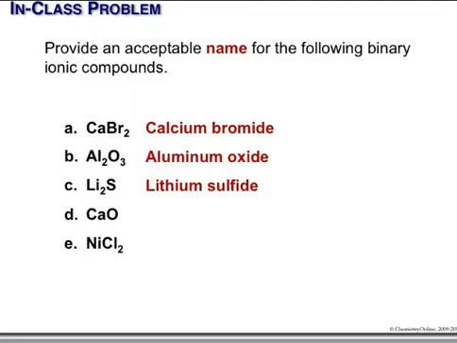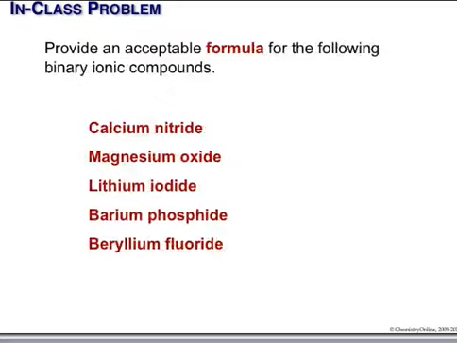1 calcium, 1 oxygen. Calcium oxide. 1 nickel and 2 chlorines. Going to be nickel chloride. Now this last one we'll actually see is wrong. We'll understand why in just a few minutes, but this one should actually be nickel 2 chloride. But we'll do that in a moment. Let's go backwards.